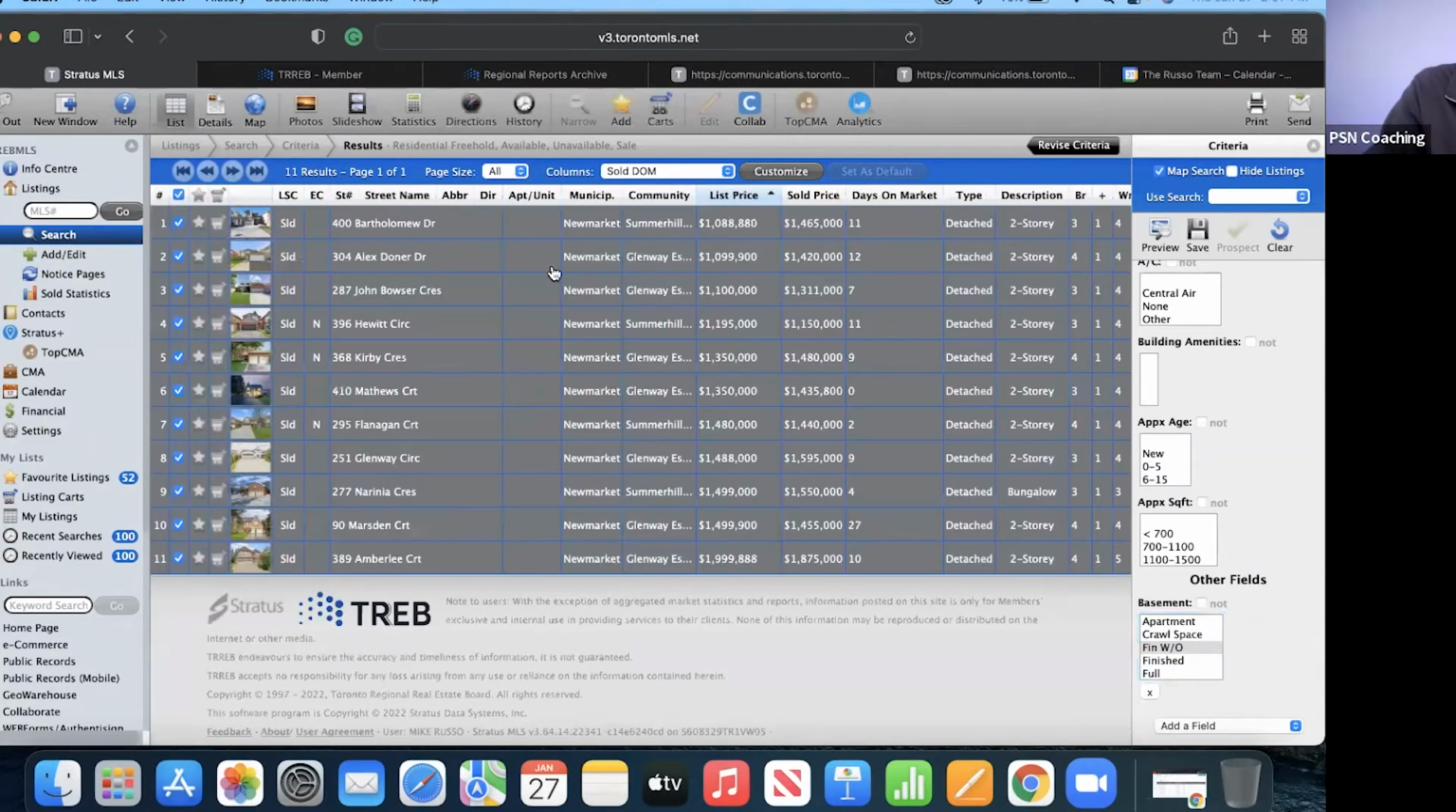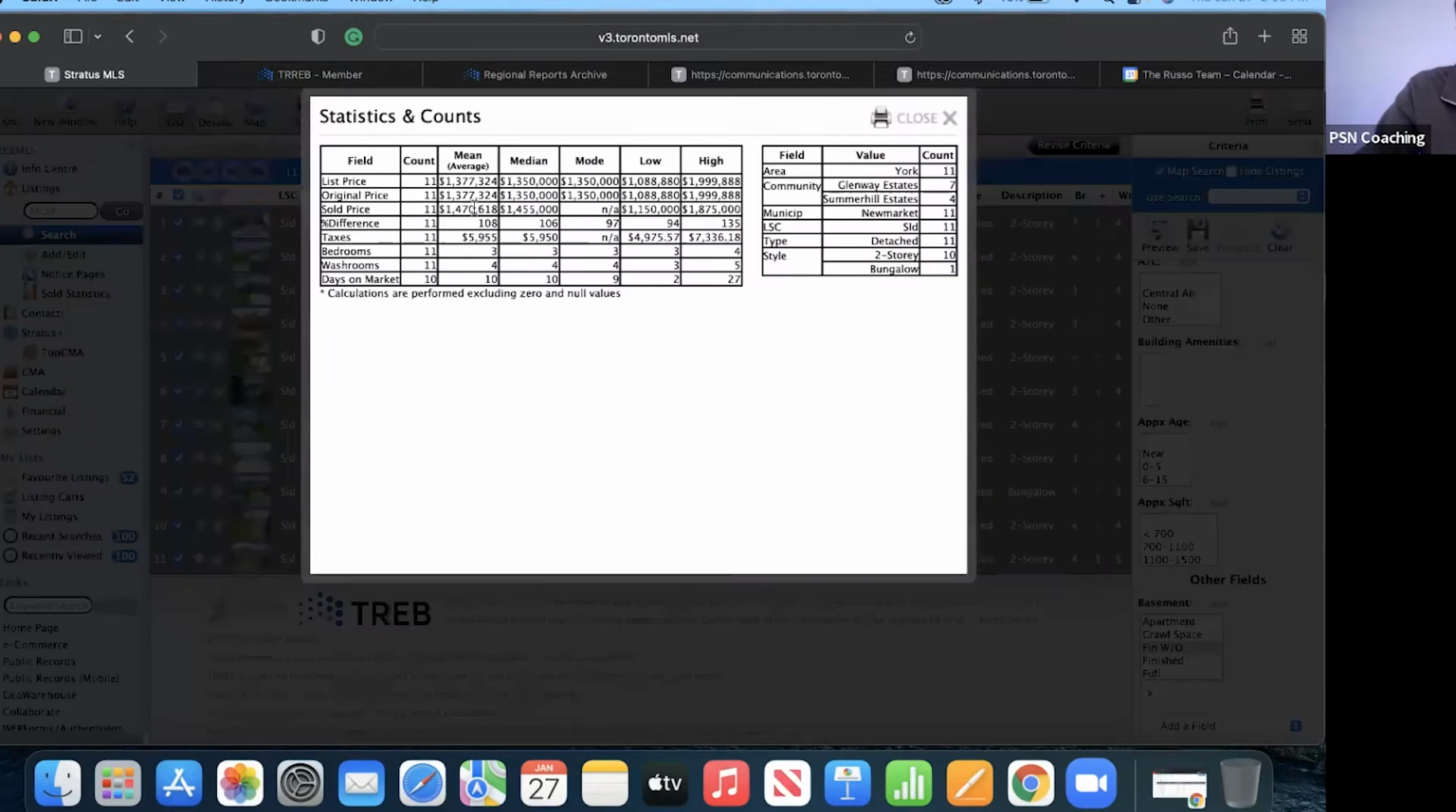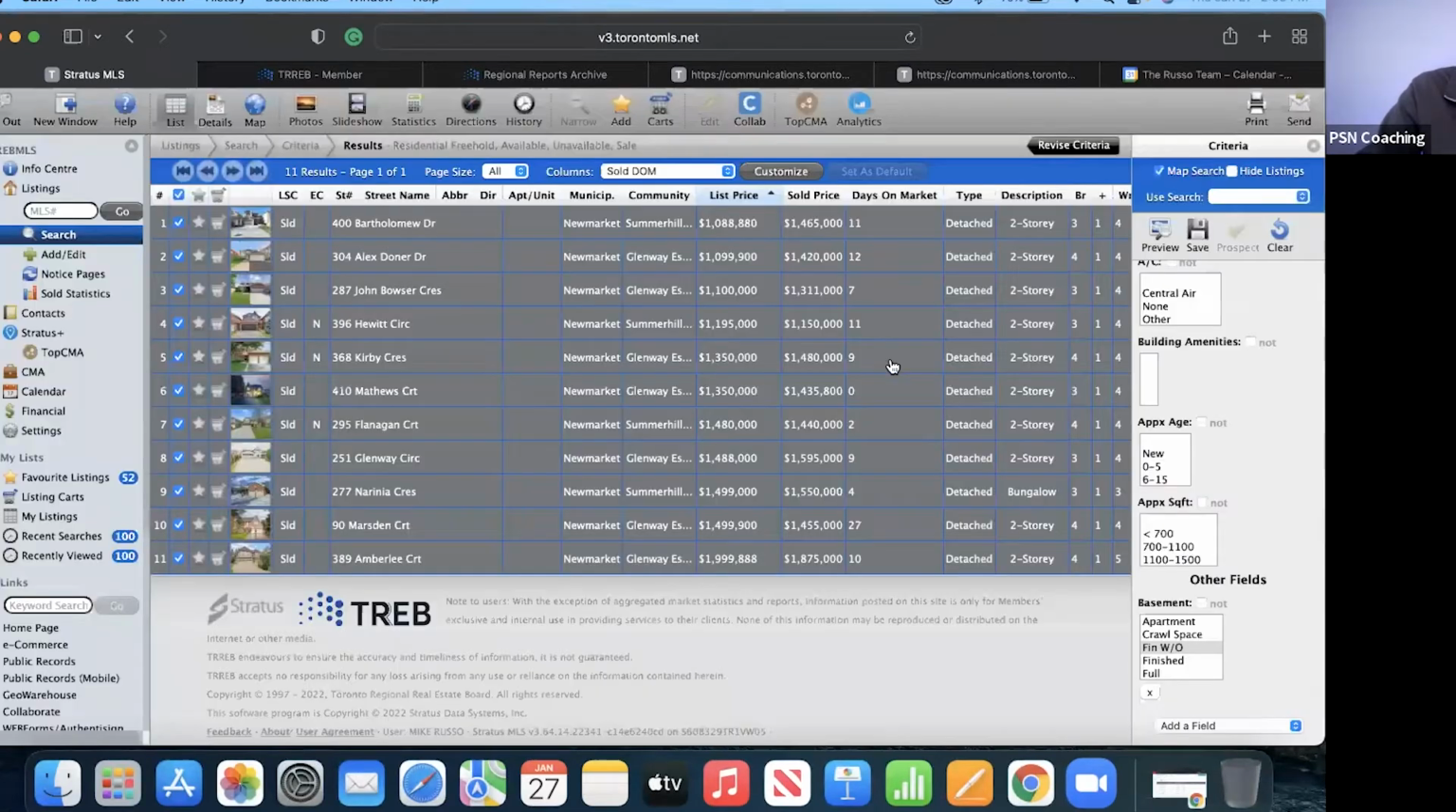So if I just take a quick peek here, and this actually has Glenway, which is not even in our area. I think for the purpose of this, I just put it in there. And I can take a look at the stats here, and I can see right away the average home price in this area over the past 6 months has been 1.47. That's the average sold price, 1.47, okay? So not a big deal.